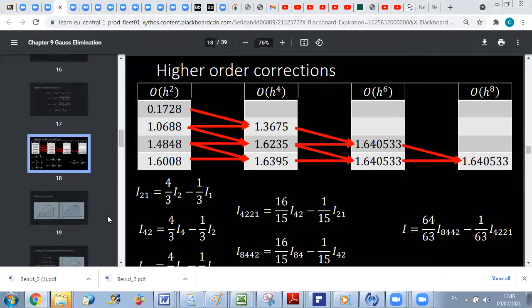Doctor, where do 16 over 15 and minus 1 over 15 come from? Yes, we will develop them together.